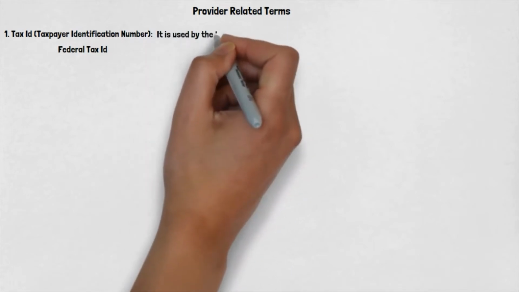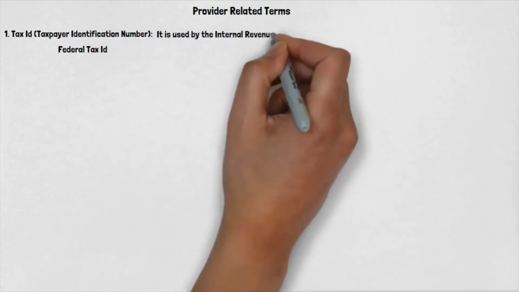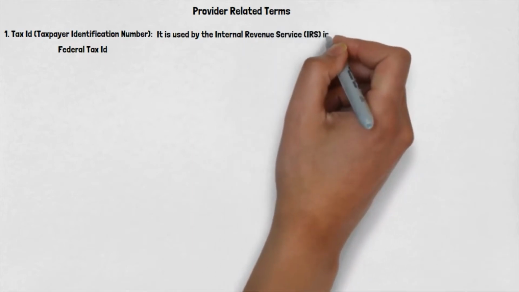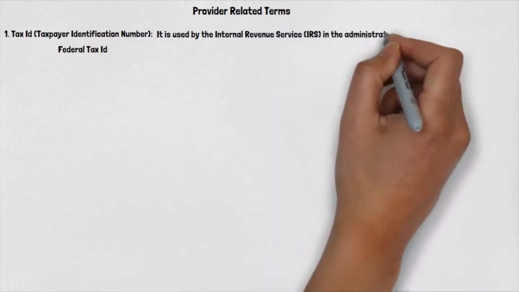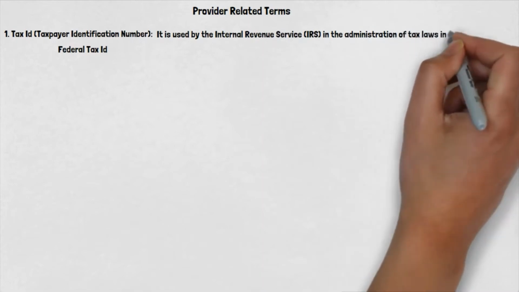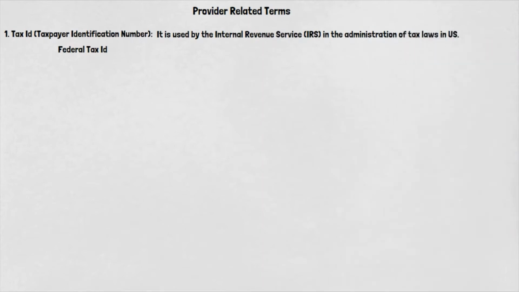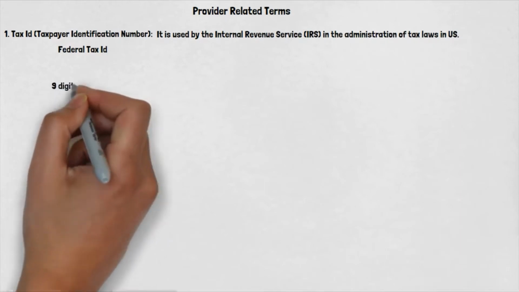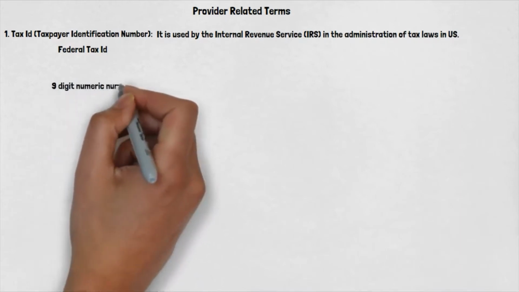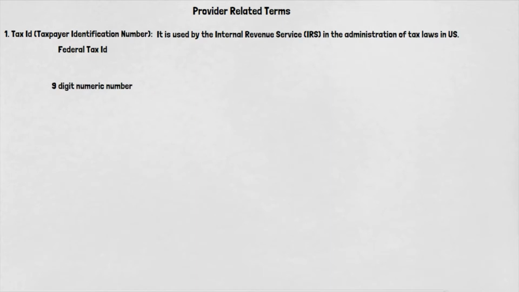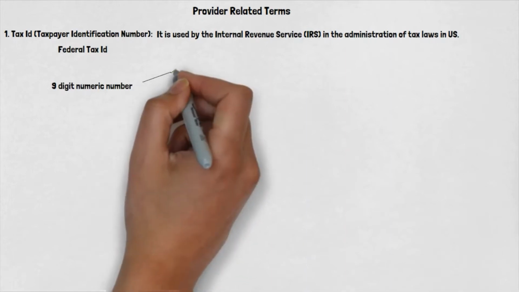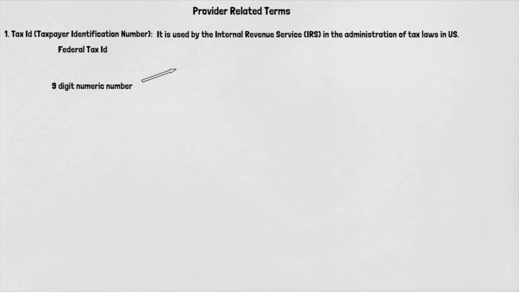The tax ID is used by the Internal Revenue Services Department, also known as IRS, in the administration of tax laws in the US. This IRS is similar to our income tax department. The tax ID is a 9-digit numeric number, and all the providers and facilities need to use the tax ID while billing claims to the insurance companies. It is used by the IRS to track payments received by the providers and facilities from the insurance companies.